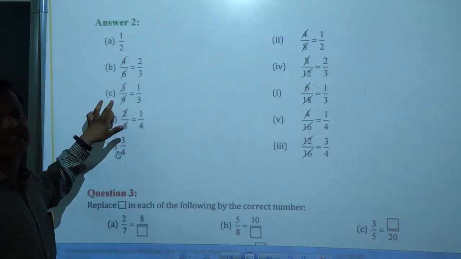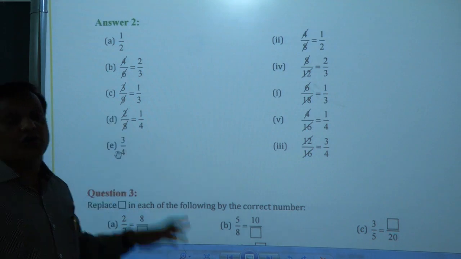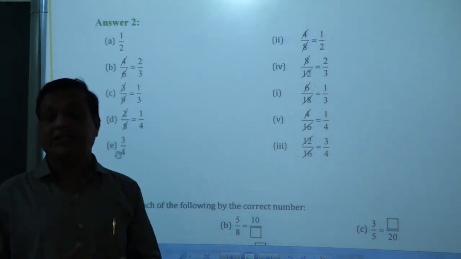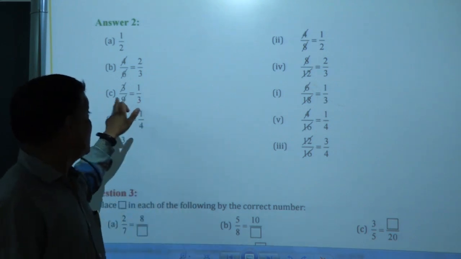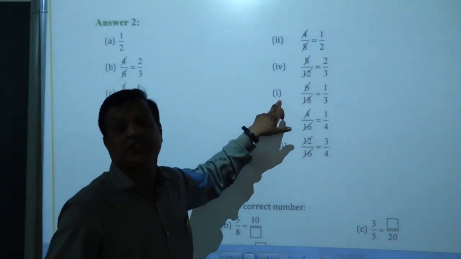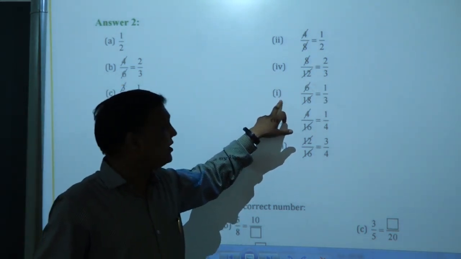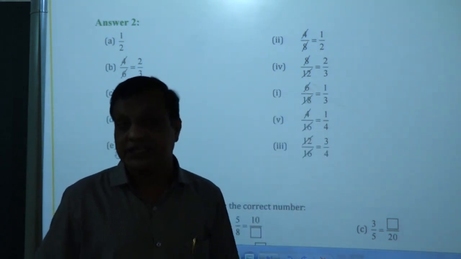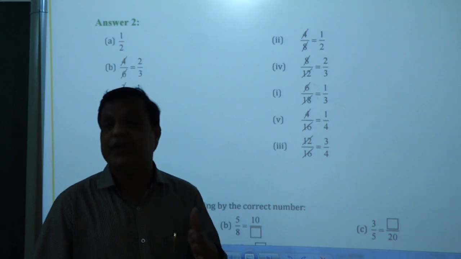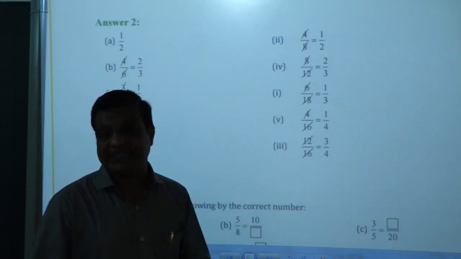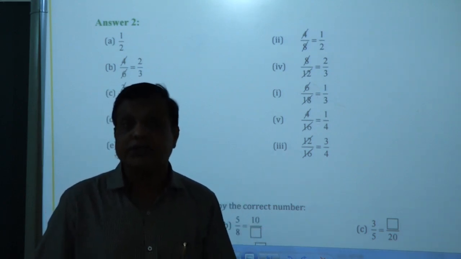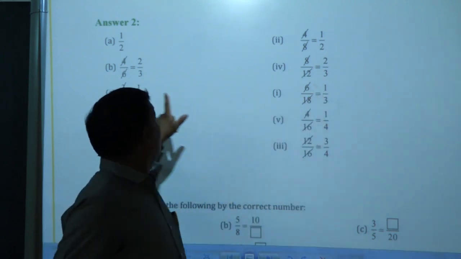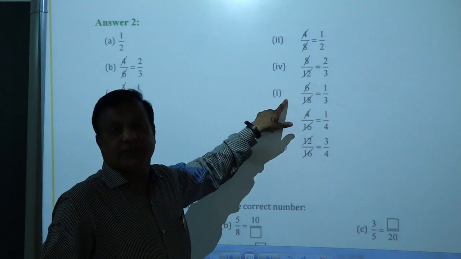Next, if you see the C bit, 3 upon 9, out of 9, 3 are colored. If you reduce 3 upon 9, the fraction you will get is 1 upon 3. The C bit is matching with the first bit. First bit: out of 18, 6 are colored. Again you reduce 6 upon 18: 6 1s are 6, 6 3s are 18, the fraction is coming 1 upon 3. So the C bit is matching with the first bit.